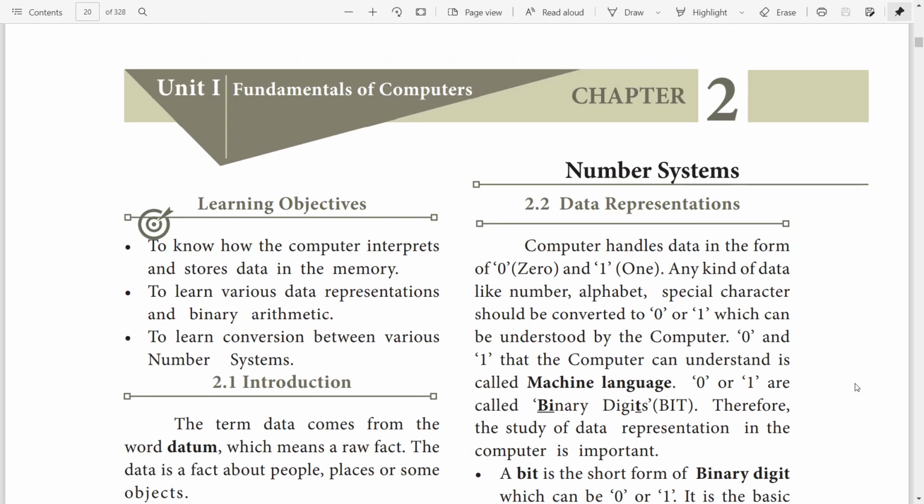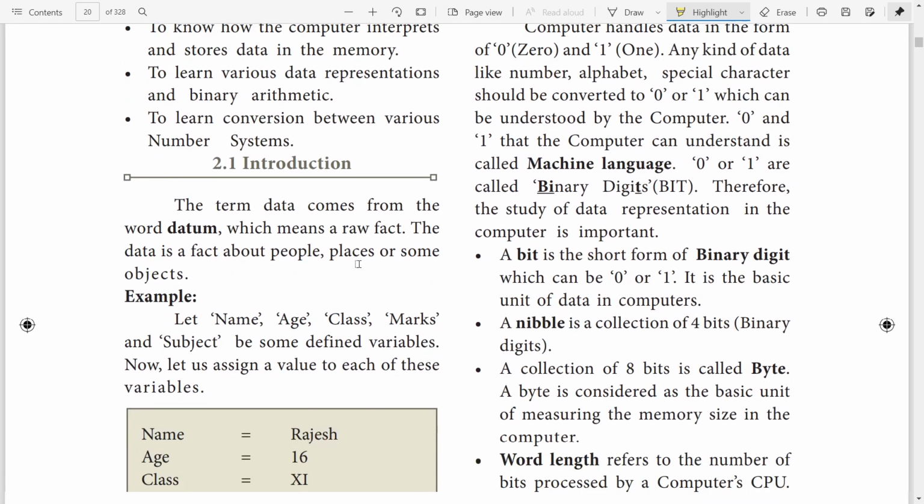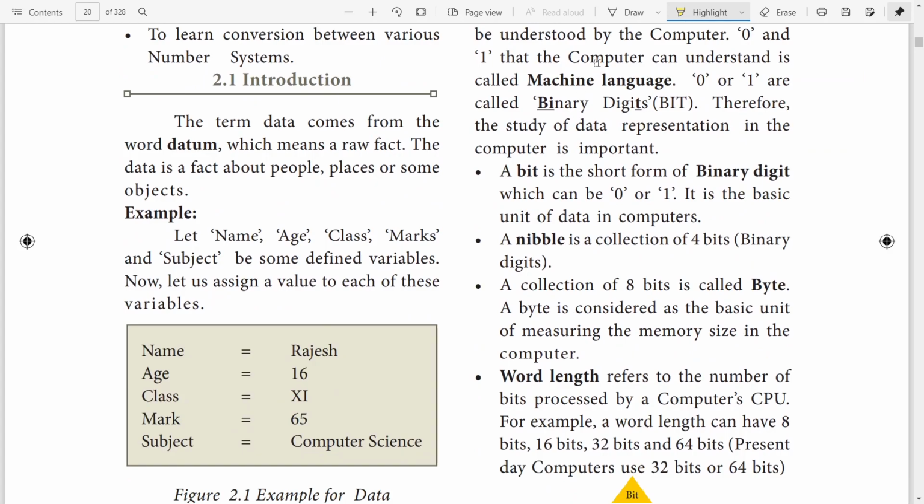Next one, chapter 2, number systems. In the number system, what you're going to learn is about data.